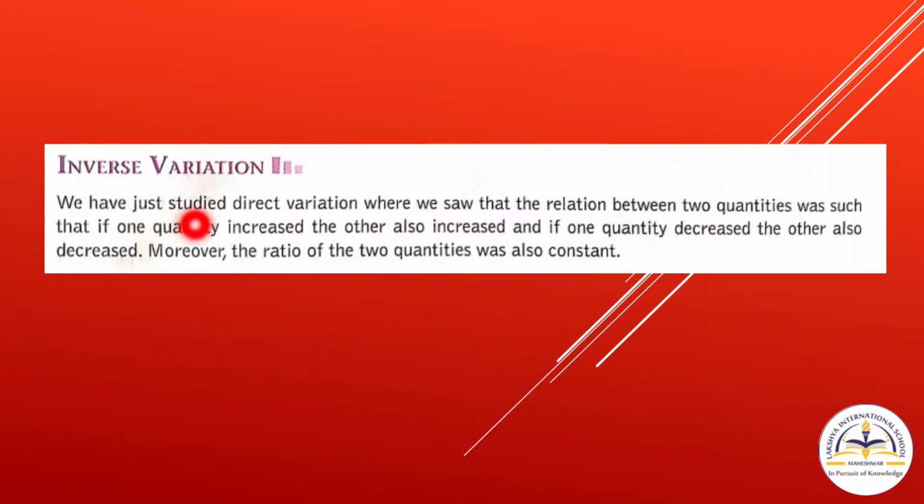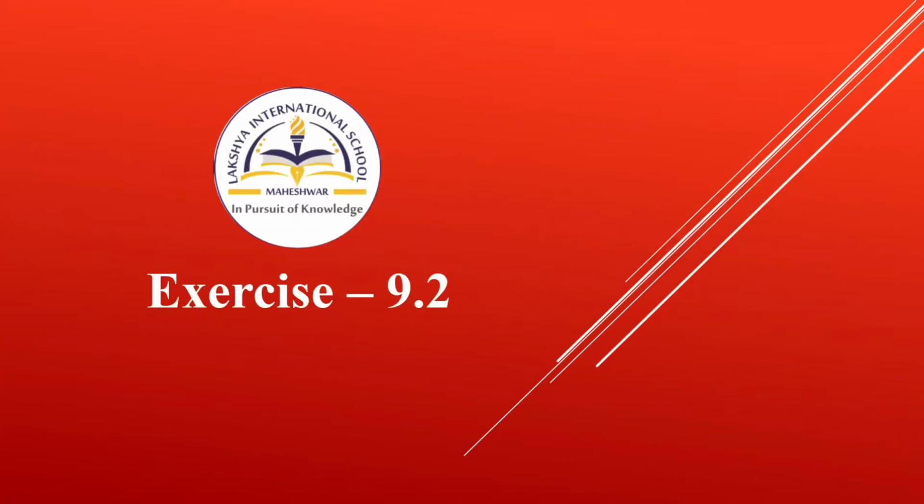We have just studied direct variation in our previous videos, where we saw that the relation between two quantities was such that if one quantity increased, the other quantity also increased. If one quantity decreased, the other also decreased. Moreover, the ratio of the two quantities was also constant. This is what we read in direct variation. Now we will solve the questions based on inverse variation in exercise number 9.2.